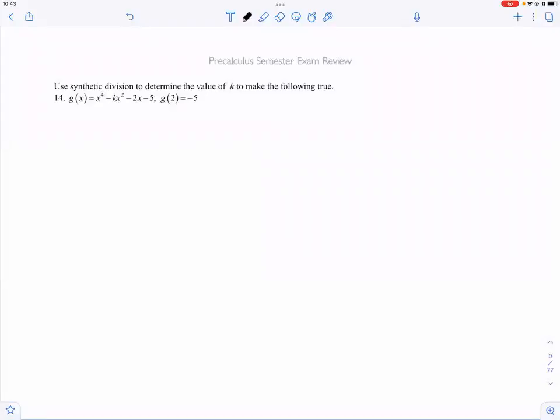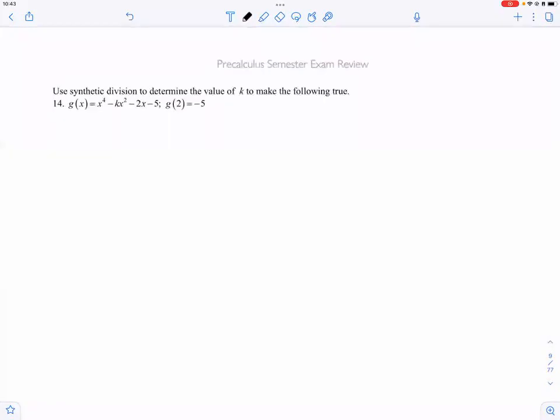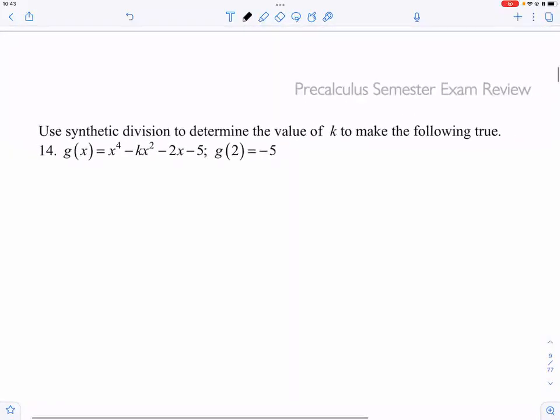All right, number 14. Use synthetic division to determine the value of k to make the following true. G of x is equal to x to the fourth power minus kx squared minus 2x minus 5, given that g of 2 is equal to -5. Now, what's the big problem here? Well, we have a little k right there.